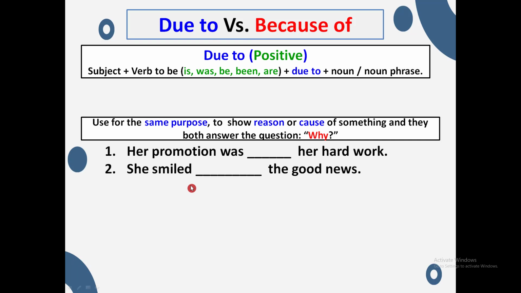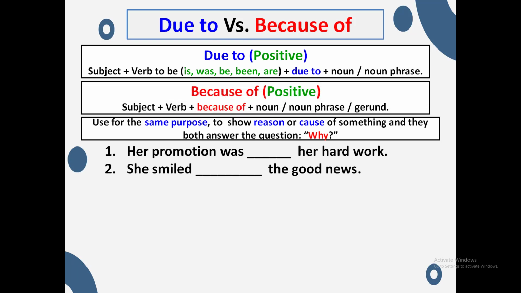But their sentence-making structure is quite different. For due to, we follow this formula structure: subject plus verb to be, like is, was, be, been, are, etc., plus due to plus noun or noun phrase. For because of, we follow subject, then main verb, because of, noun, noun phrase, or gerund.